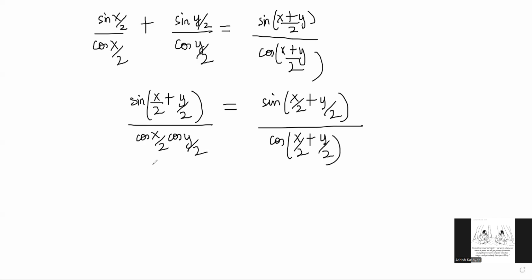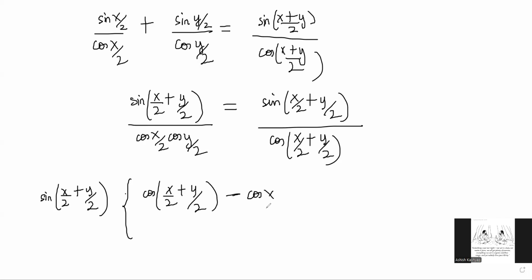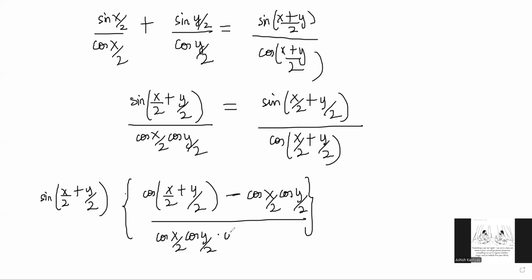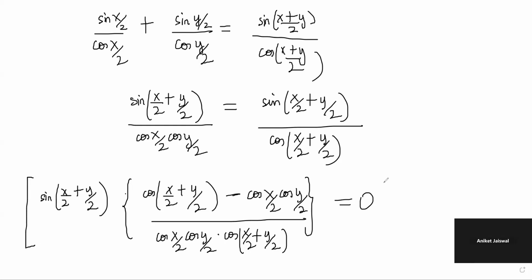We are getting this situation. The numerator is common. When you bring everything to one side, you can take the numerator common and you have 1 by this minus 1 by this. So cos of x by 2 plus y by 2 minus cos x by 2 cos y by 2 is 0. This is the equation that we are getting.